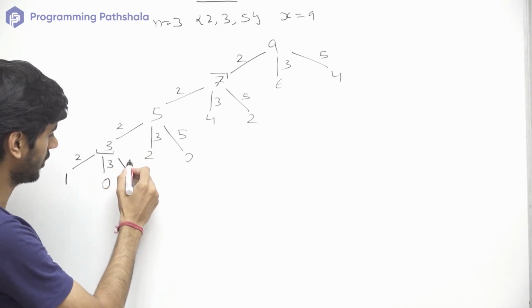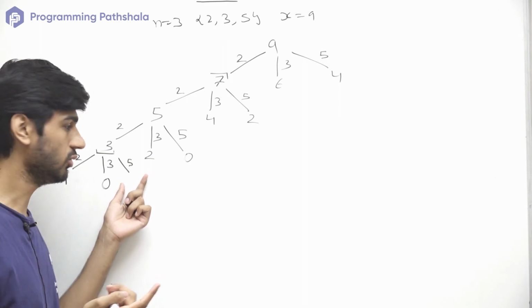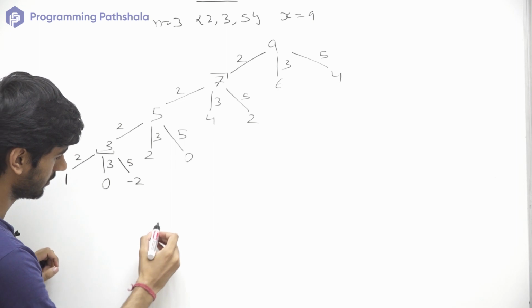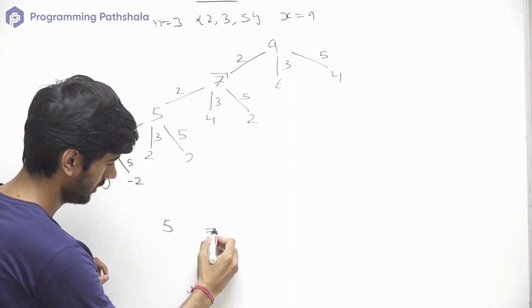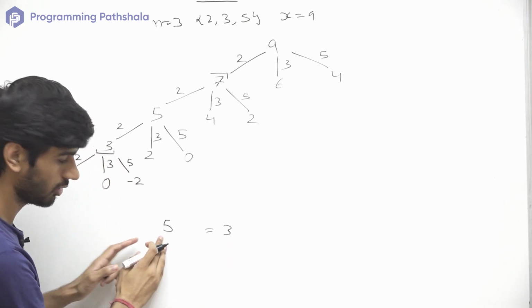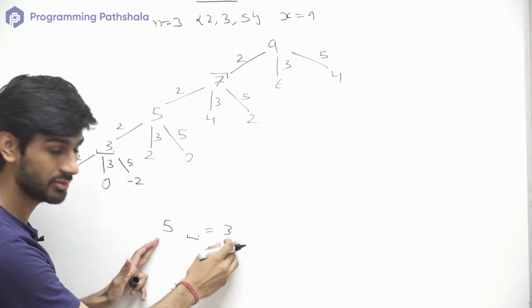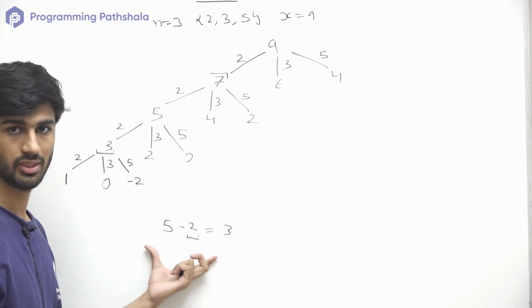So if we pick a coin with value 5, in that case we will require a sum of minus 2 to get a sum of 3. See, we wanted a sum of 3, but we got a coin with value 5. So in that case, what sum do we require such that it becomes equal to 3? So we can say we will require a sum of -2, right?